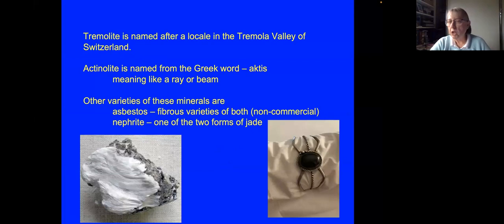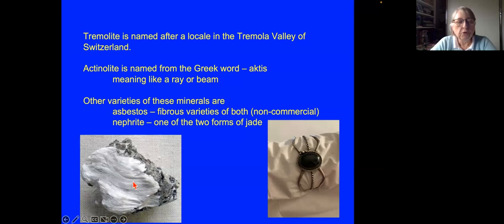So naming. Tremolite got its name from the Tremolo Valley of Switzerland. Actinolite got its name from the Greek actis, meaning ray or beam, which is those nice crystals. And here's where it gets a little interesting. If there is any commercial use for this mineral, it is either as asbestos, which for the most part, we don't want to be messing with. And the pyroxene asbestos is much more what people look for in the United States when they're trying to find an asbestiform mineral to use for fire retardation. So in the US, basically actinolite or tremolite is pretty much non-commercial.